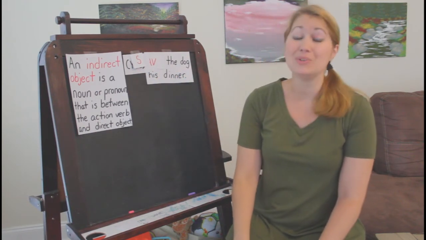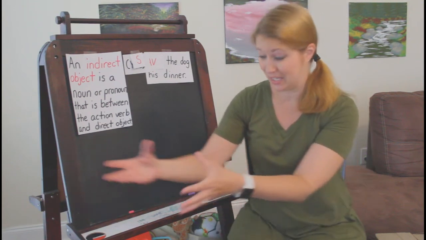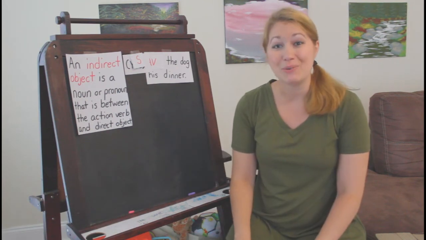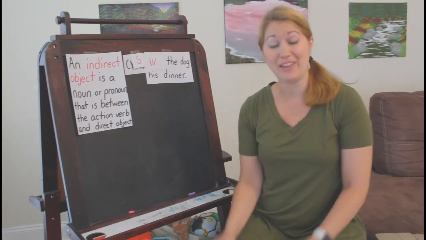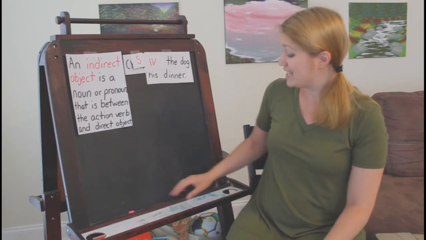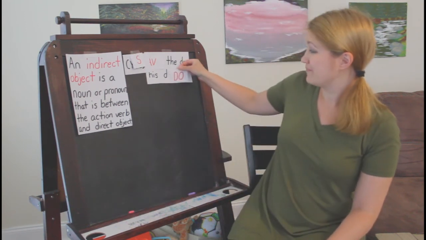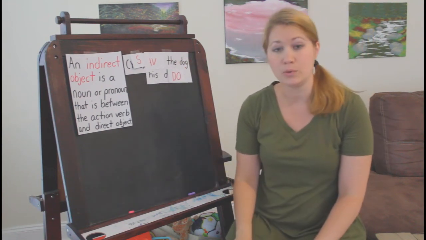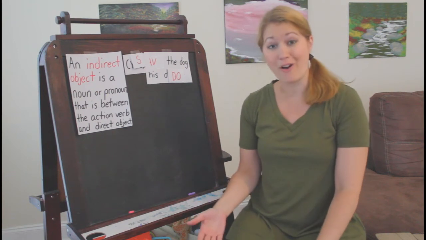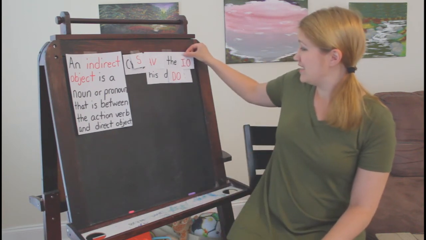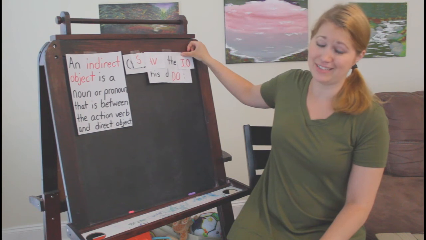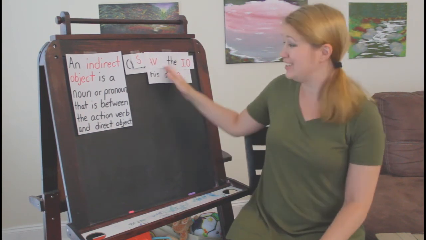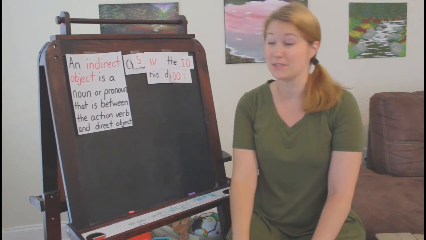Now, what are you giving? Are you picking up the dog and giving the dog to someone for dinner? No. What are you doing? You're giving dinner. Okay, so dinner is going to be your direct object. You're giving dinner to whom? To the dog. So dog is your indirect object. It tells to whom or for whom your direct object is going to be about.